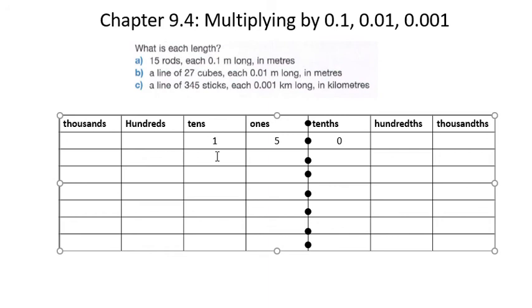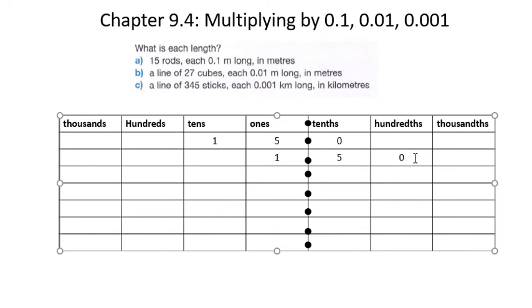So let's take our tens column here. What is 1/10 of 10? Well, that would be 1. What is 1/10 of 5 in 5 ones? That would be 5 tenths. And what is 1/10 of 0 tenths? That would be 0. So our answer here is 1.5 meters. 15 rods, and each at 0.1 meters long is 1.5 meters.